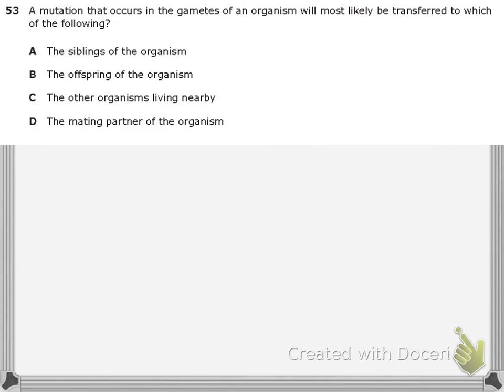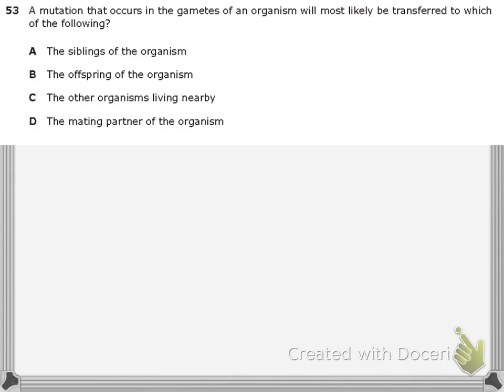Number 53 states, a mutation that occurs in the gametes of an organism will most likely be transferred to which of the following? A, the siblings of the organism, B, the offspring of the organism, C, the other organisms living nearby, or D, the mating partner of the organism.